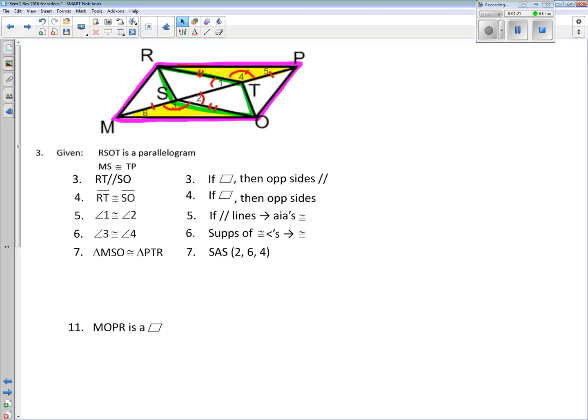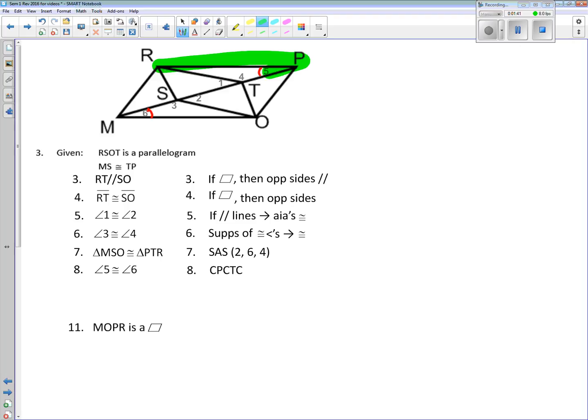Okay. So knowing that, what we're going to say here is that if those two triangles are congruent, it means that the corresponding parts are congruent. In this case, 5 and 6 are congruent by CPCTC. And if that's the case, then we know that the top has to be parallel to the bottom because the alternate interior angles are congruent.